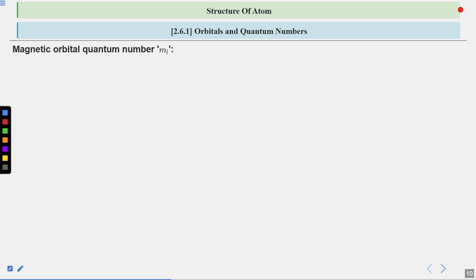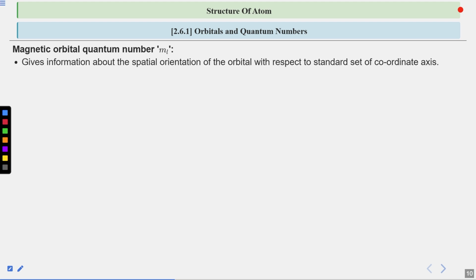Now moving on to the next quantum number, which is the magnetic orbital quantum number. It is denoted by ml. Now this can be a little difficult to get, but when you see the picture of this orientation, you will get a much clearer picture. Just remember it for now: the magnetic quantum number tells us about the spatial orientation of the orbital.